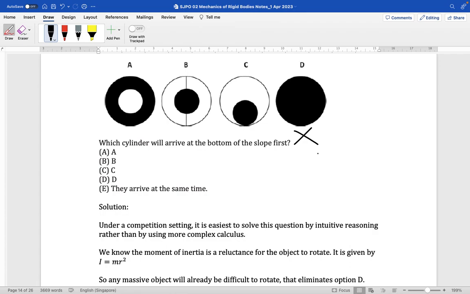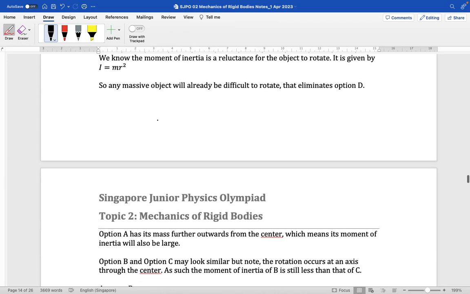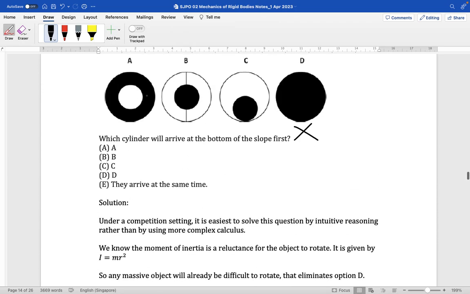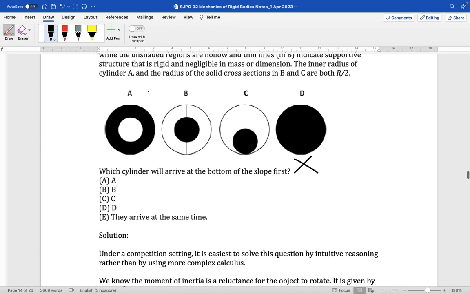You can now look at options A, B, and C. Option A tells us that the mass is further away from the center of rotation, and we have established that if the mass is further away compared to the mass being in the center, option A will also have a greater moment of inertia, which means it is ruled out as well.